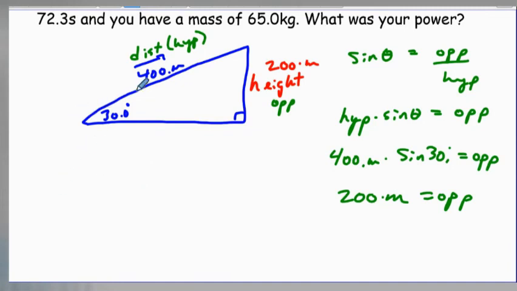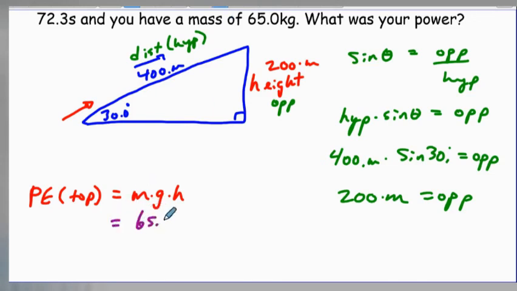Okay, so the bike at the top there has potential energy at the top of the hill. And we had to do work to get the bike up the hill. Okay, so the potential energy is the mass times gravity times the height. So that's going to be mass of 65 kilograms times the gravity, 9.81 meters per second squared, times the height that it went up. Remember, it didn't go 400 meters. It went a vertical height of 200 meters.